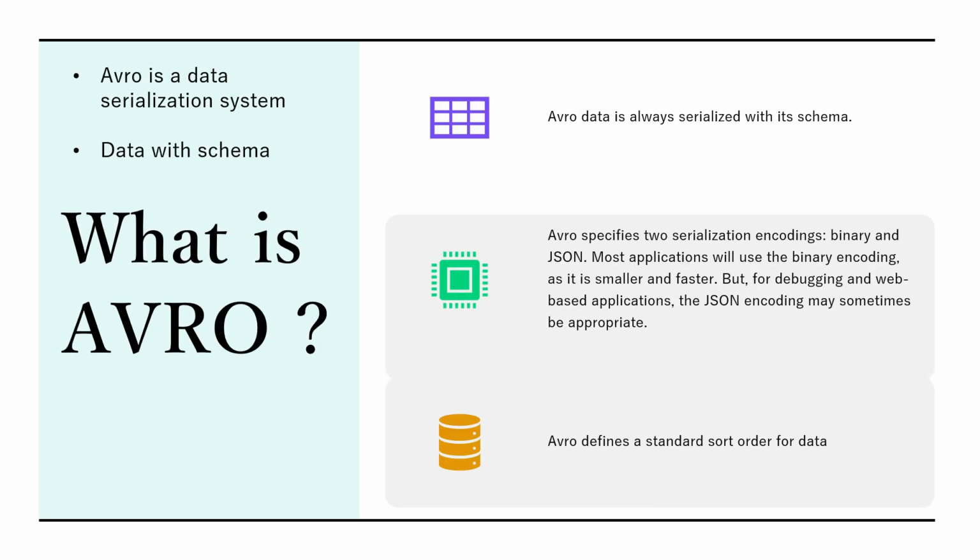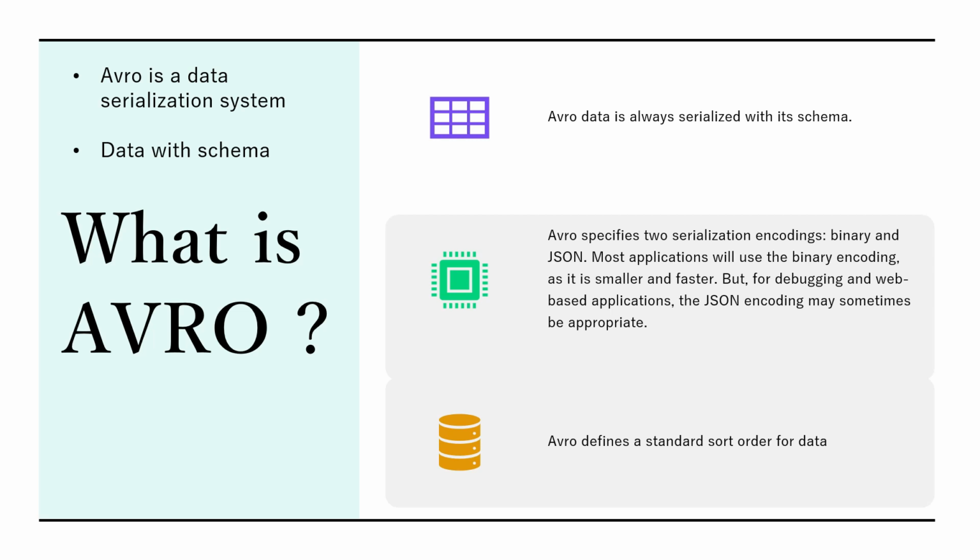Now let's come to the second type, which is Avro. Now Avro is ideally a data serialization system, which means Avro, if we talk about Avro file, it carries its own schema within the file. So it is always serialized with the schema. The schema is bundled with the data. The Avro specifies two types of serializations, encodings like binary and JSON. So most of the applications will be using binary encoding because it is smaller, it is faster. But certain times for web-based applications, etc., JSON encoding may be used.